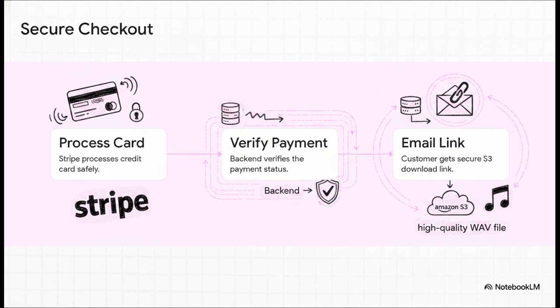And that leads us right into the final piece, the payment gateway, which is the key that unlocks those secure files. Here is the exact customer journey. Step 1, the customer clicks buy and Stripe processes their credit card safely. Step 2, Stripe pings your backend and says, yep, the money is securely in the account. Your backend verifies the payment. Step 3, only after that verification, your backend talks directly to Amazon S3, generates a unique, temporary download link for that high-quality WAV file, and automatically emails it to the customer. And once that specific link expires, the file is locked down again. That right there is how a secure, automated business operates.